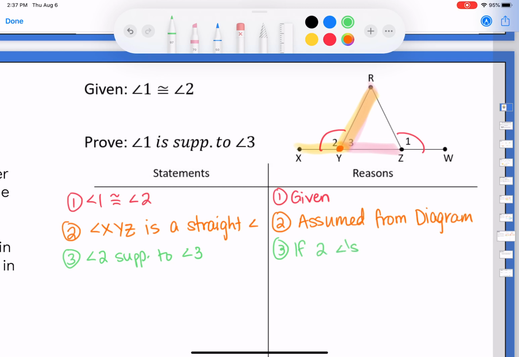If two angles form a straight angle, then they are supplementary. Notice if they form a straight angle, that's the if part, is the step that came before it, then they are supplementary. That's what I'm saying in this step. So again, double check you've got your if and your then in the right order, and make sure you included that assumed from diagram step, because it is in our if part of our if-then. All right, so I have angle 2 supplementary to angle 3.